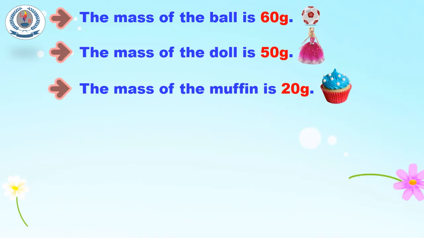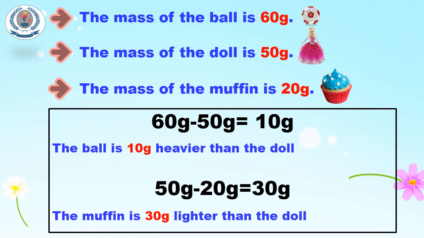First we will find the difference between ball and the doll. Now you know ball is 60 gram, doll is 50 gram. 60 gram minus 50 gram equals 10 gram. So we can tell the ball is 10 gram heavier than the doll.